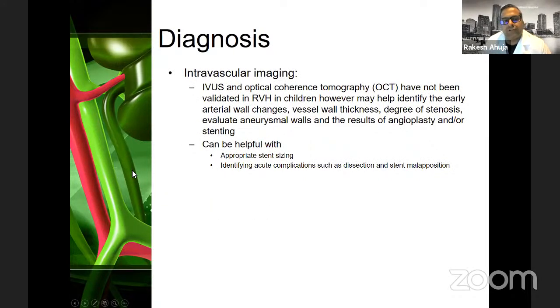Another modality of diagnosis could be intravascular imaging like IVUS or OCT, which is optical coherence tomography, which can show you live, although they have not been validated in RVH, however, can help identify the early arterial wall changes, vessel wall thickness, degree of stenosis, aneurysmal walls, and the results of angioplasty and/or stenting. IVUS has been used before, which could be helpful in appropriate stent sizing, as well as identifying acute complications such as dissection and stent malposition.